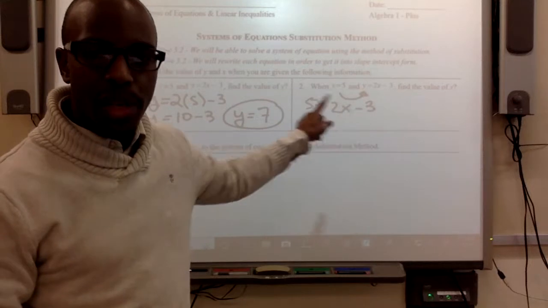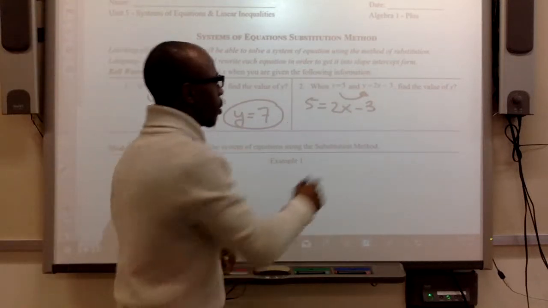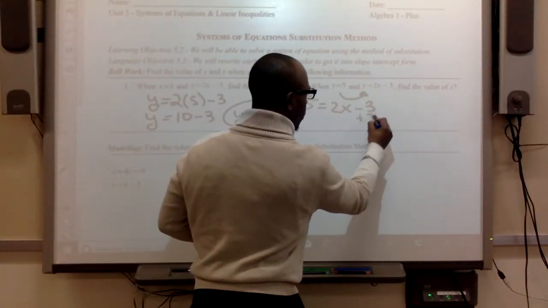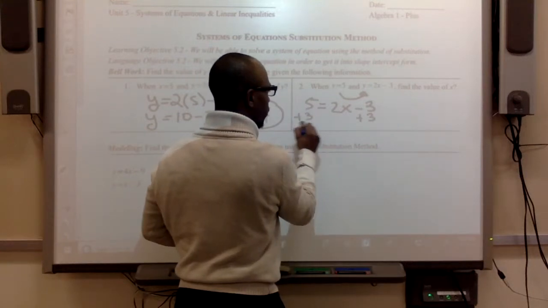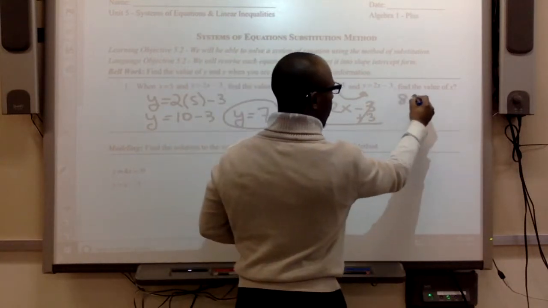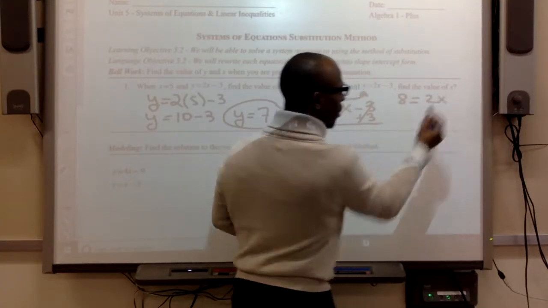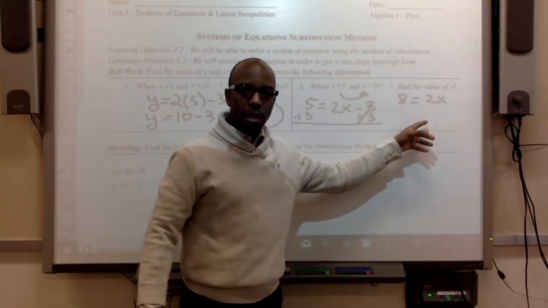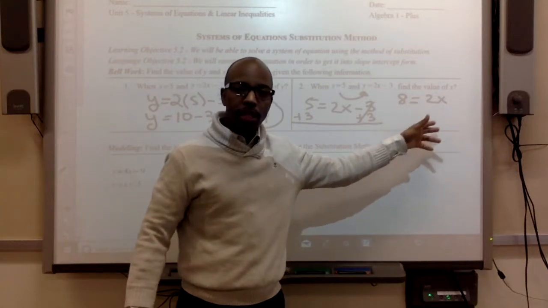So if I add 3 over here, I have to add 3 over here. So I'm going to go plus 3 on this side, plus 3 on this side. That cancels out. What I end up getting is 8 is equal to 2x. This is what I end up getting: 8 is equal to 2x.